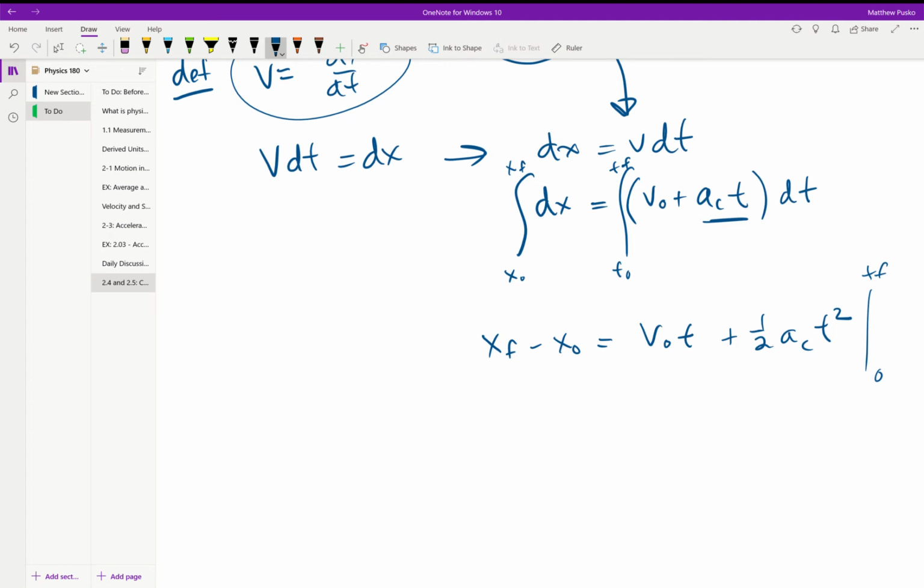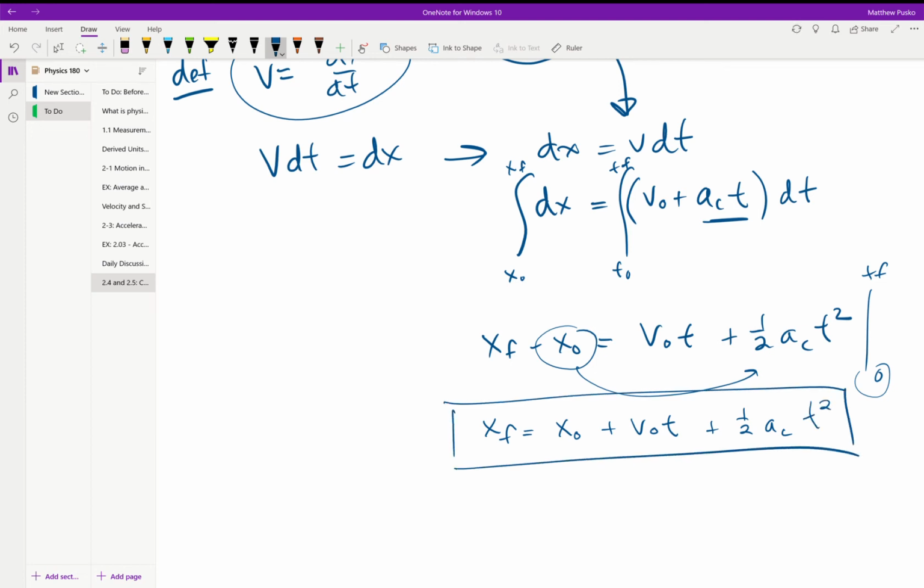Just remember, it doesn't always start at t is equal to 0, right? And then we throw this term on the other side. We get x final is equal to x initial plus the initial velocity times time plus 1/2 constant acceleration times time squared. Ta-da! There's your second kinematic equation.